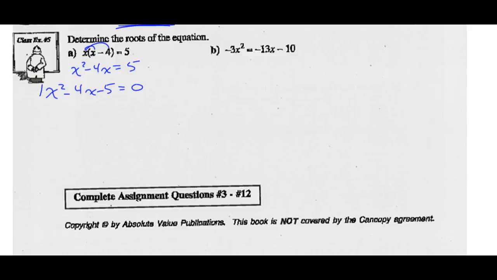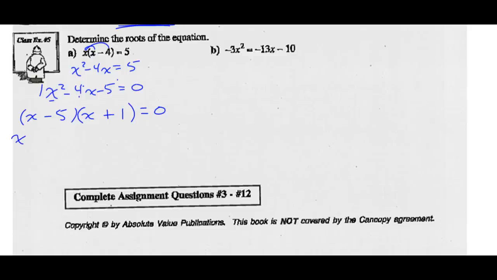So it's a simple trinomial. There's a 1 in front of the x squared term. Make your two sets of brackets. Remember, it equals 0. And the only way to get to x squared is to put an x in front of each bracket. What two numbers have a sum of negative 4, a product of negative 5? Those numbers are minus 5 and plus 1. Right? Negative 5 plus 1 is negative 4. Negative 5 times 1 is negative 5.